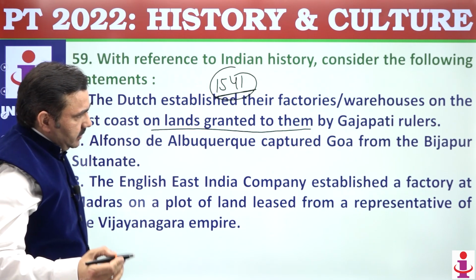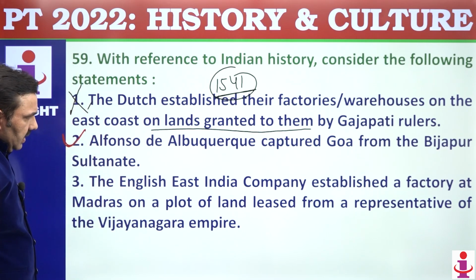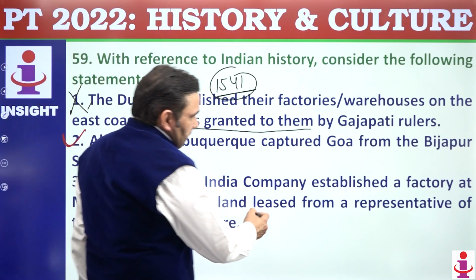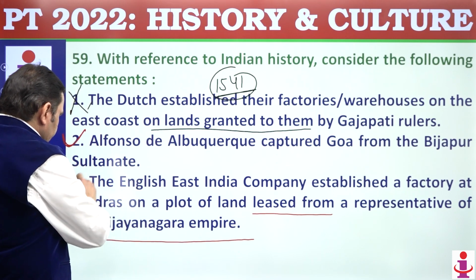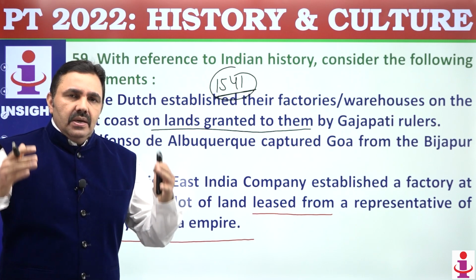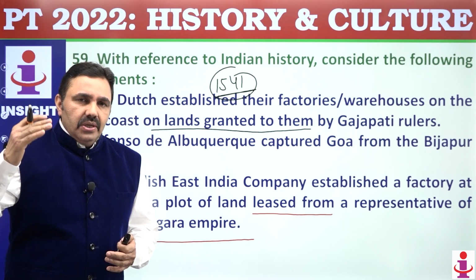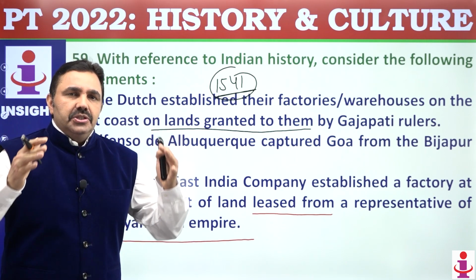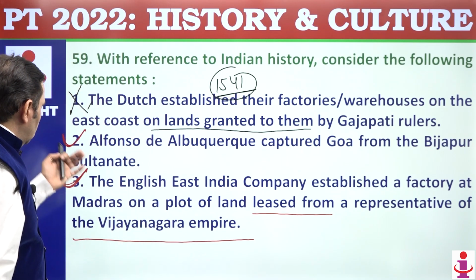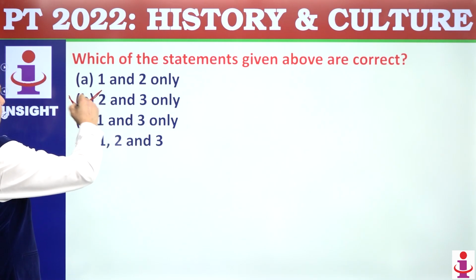Alphonse d'Albuquerque captured Goa from Bijapur in 1510 AD. That is correct. The English East India Company established a factory at Madras on a plot of land released from a representative of the Vijayanagar Empire. That is correct, because the Raja of Chandragiri was a feudatory of the Vijayanagar Empire. He donated, or gave, the land on which the city of Madras came up in 1639. So 2 and 3 are correct here. Option is B.